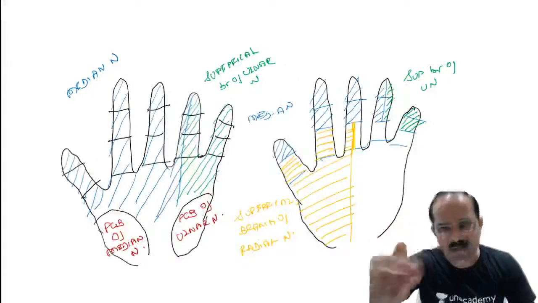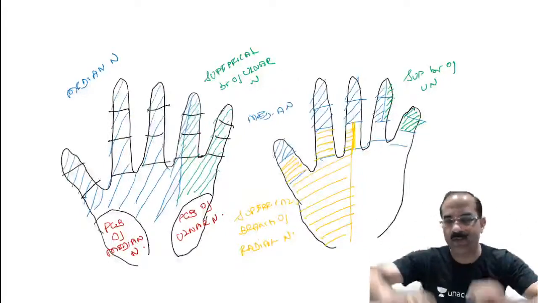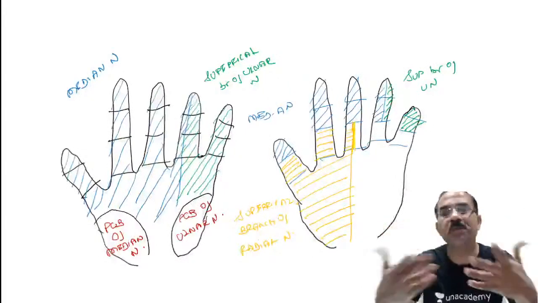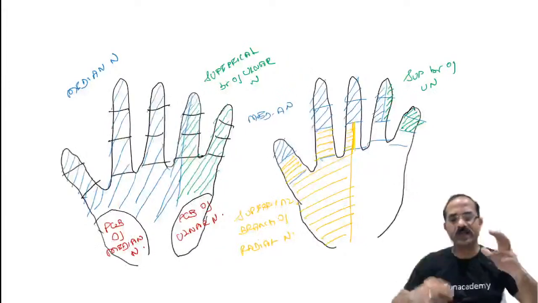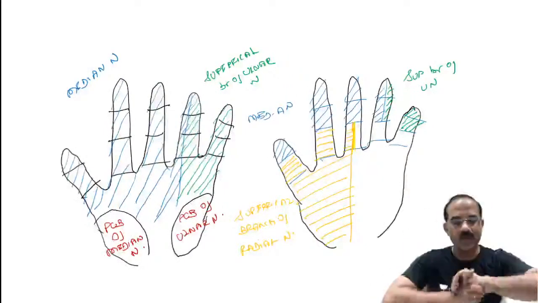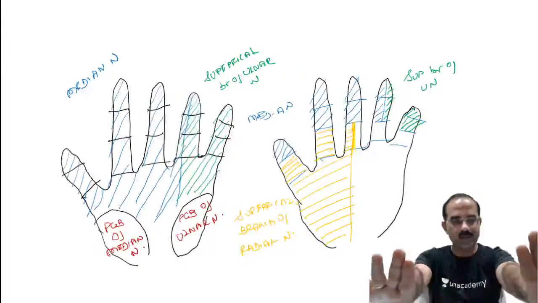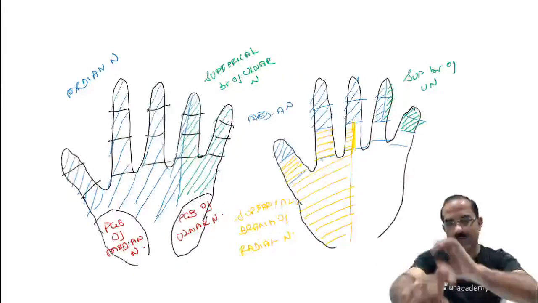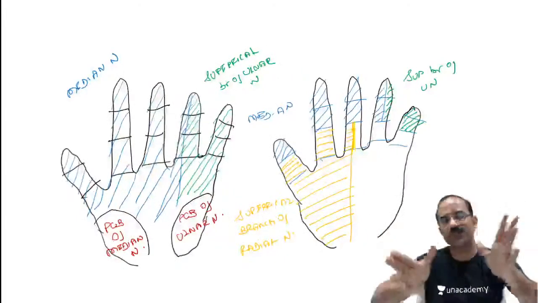Because we know the radial nerve divides into two branches, the superficial branch and the deep branch. And where does it give these two branches? In the cubital fossa. The deep branch is motor. The deep branch of radial nerve is known as the posterior interosseous nerve, and it supplies the muscles. The sensory one is the superficial branch.